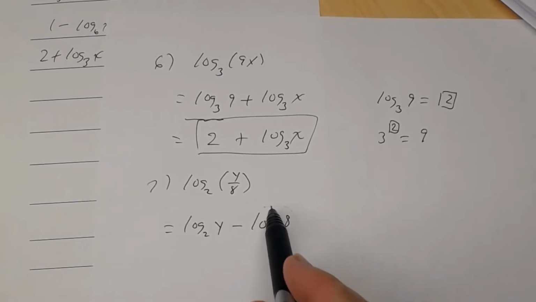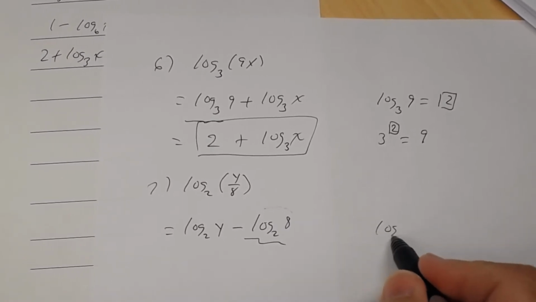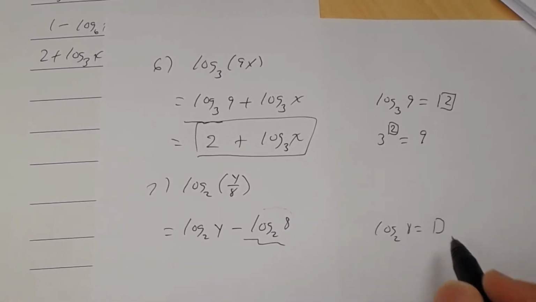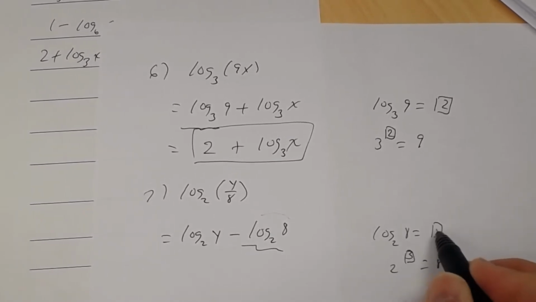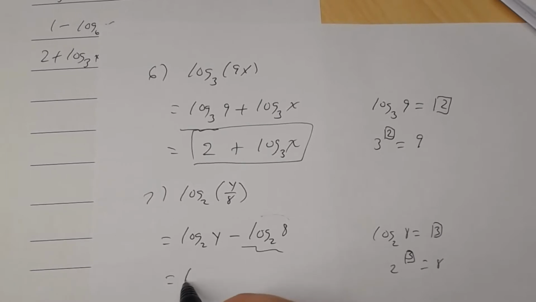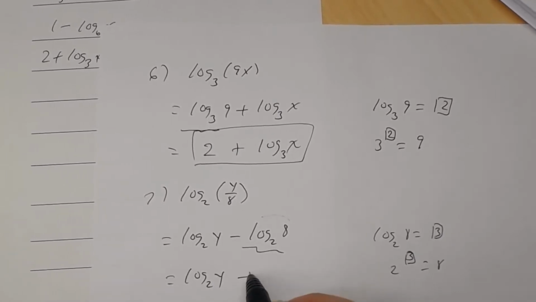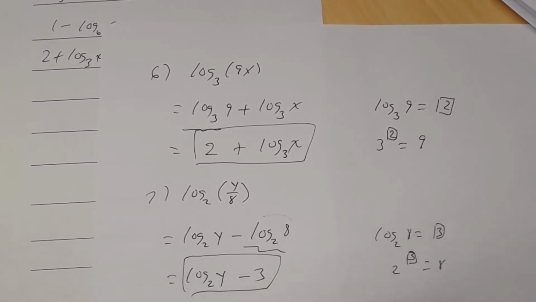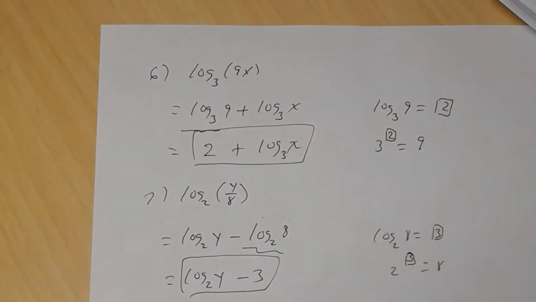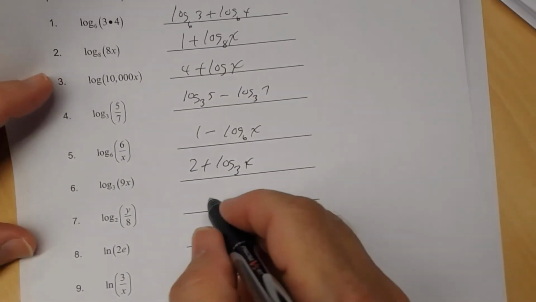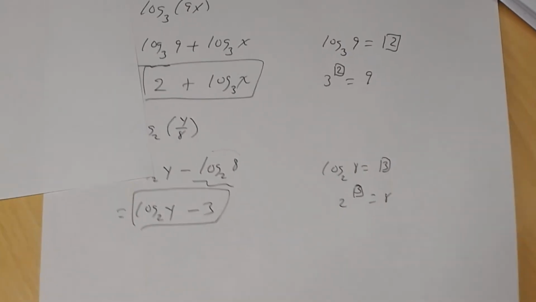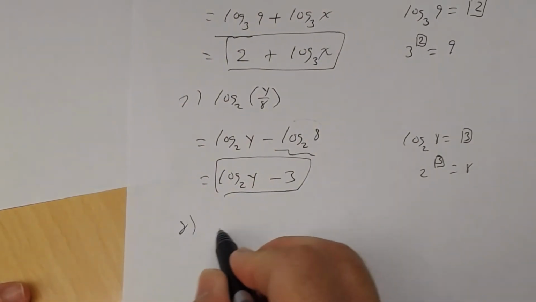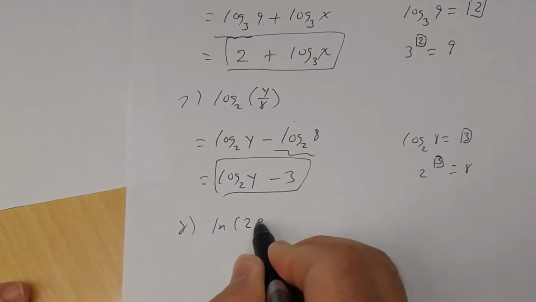Well, I can figure out what this part is right here, log base 2 of 8. So the question becomes, 2 to what exponent is 8? Well, the answer is 3. So this becomes log base 2 of y minus 3. So that's number 7. Number 7 is log base 2 of y minus 3.